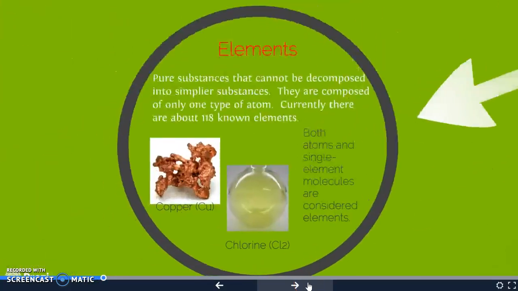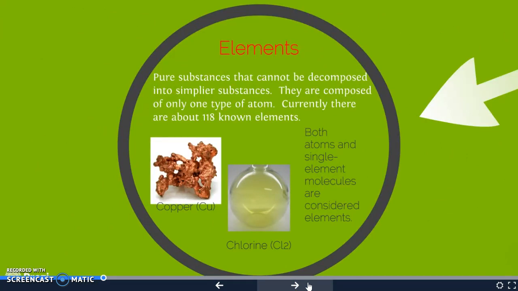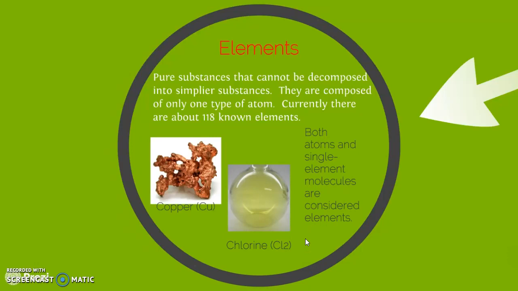All right. So, speaking of elements, elements are pure substances that cannot be decomposed into simpler substances. They are made up of one type of atom only. And if you don't know this, there are currently 118 known elements. We are at the end of row 7. If they discover another element, or I should say if they create another element, we will be starting a new row on the periodic table. So that's kind of exciting.